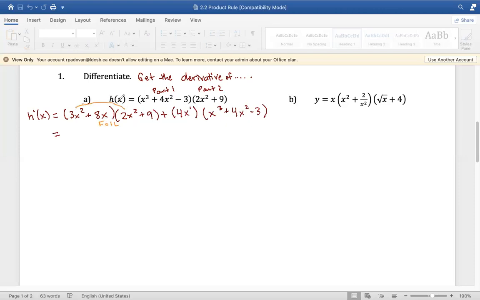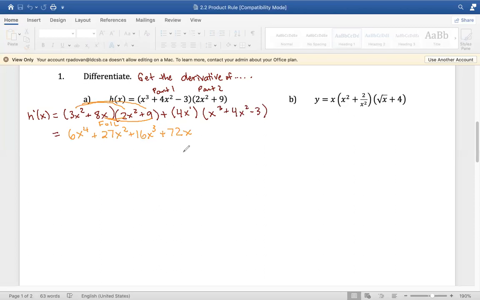First, outside, inside, last. 3 times 2 would be 6. And when you multiply, you add the exponents. 2 and 2 is 6x to the power of 4. 3x squared multiplied by 9 is just 9, 18, 27 positive x squared. 8 times 2 is 16, but then I have x cubed. And then 8 times 9 is 72x, and that is all adding, just double check.